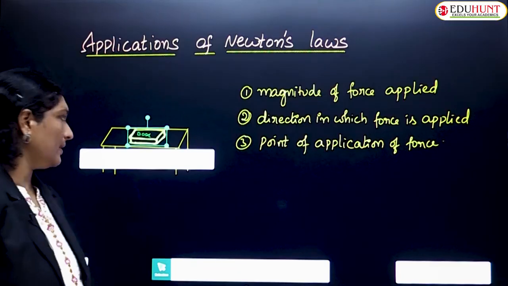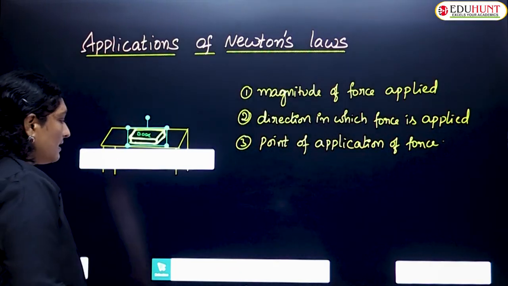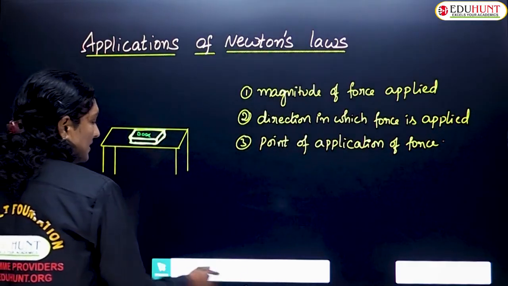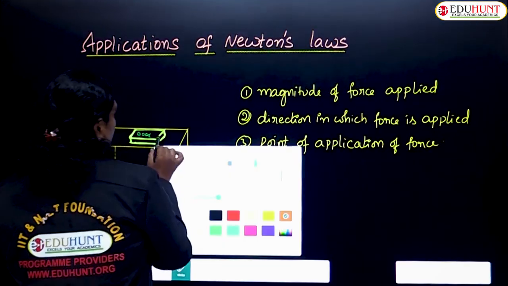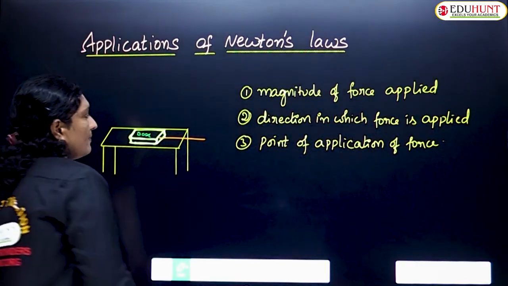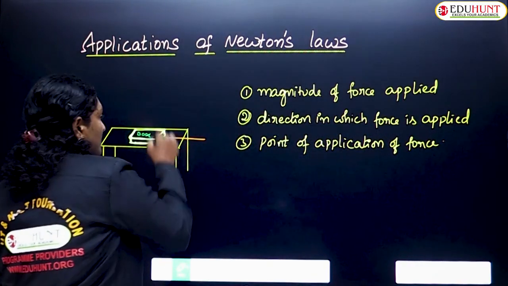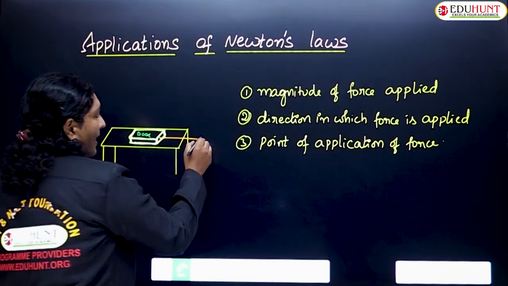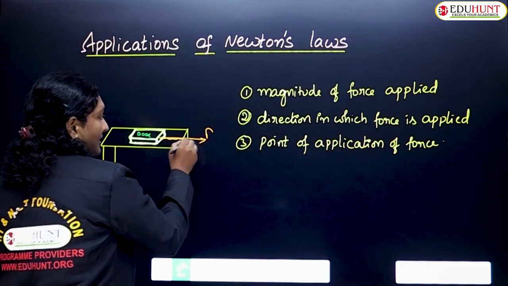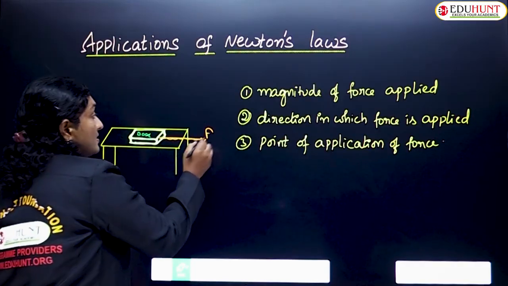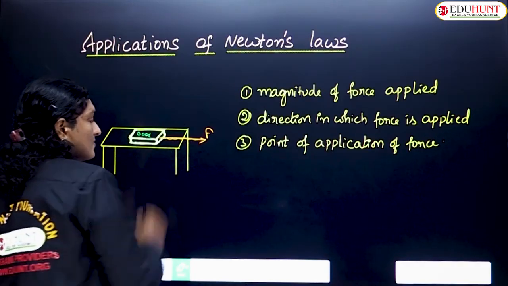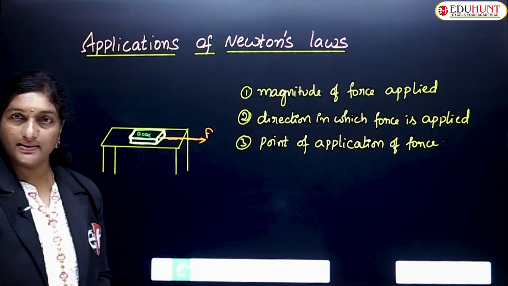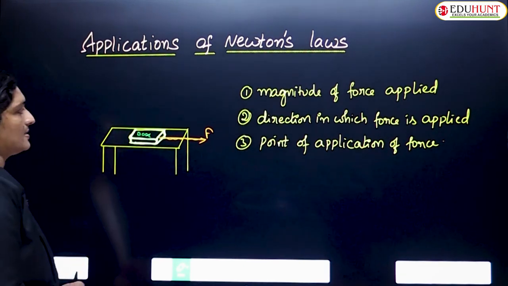How indirectly? Suppose for the same book, a string is attached to the book, something like this. Instead of applying the force directly on the book, we apply the force on this particular string. So when force is applied on the string, not directly on the book, what possibilities are there? Let us try to see and understand.